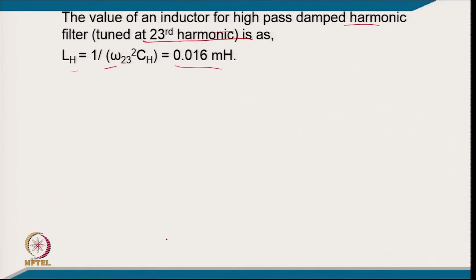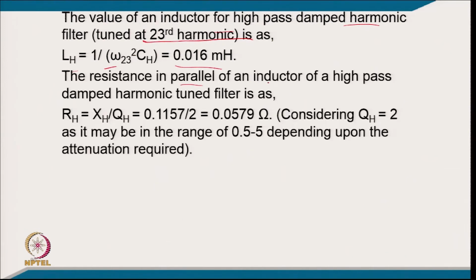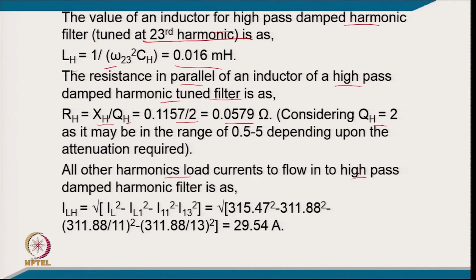And the value of the inductor for the high pass damped filter for the 23rd harmonic, which I will tune for the 13th harmonic, comes 0.016 millihenry, and the resistance in parallel to the inductor of the high pass damped filter will be XH into this. So, taking quality factor 2, it comes 0.0579 ohm, and all harmonic currents have to flow through this.